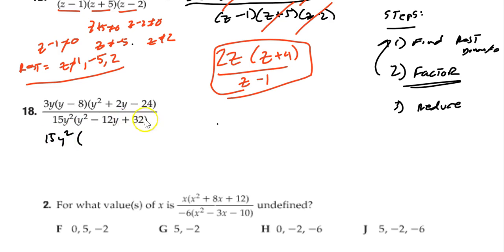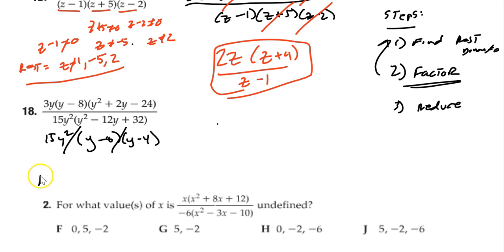Here I've got to think of two things that multiply to get 32, but add to get negative 12. It seems like 8 and 4. So y minus 8, y minus 4. Remember, they're both negative because that's a positive. The only way you get a positive at the end is if they're the same sign, and the middle one's negative. So I factored the bottom.